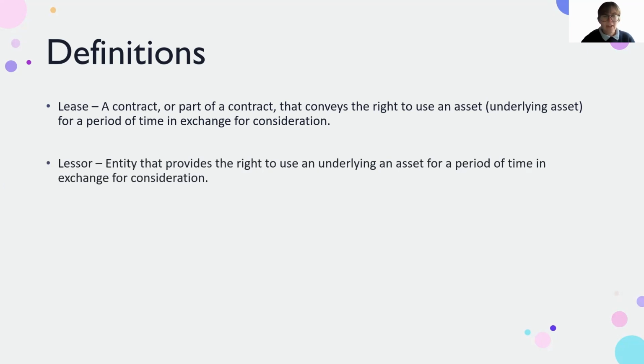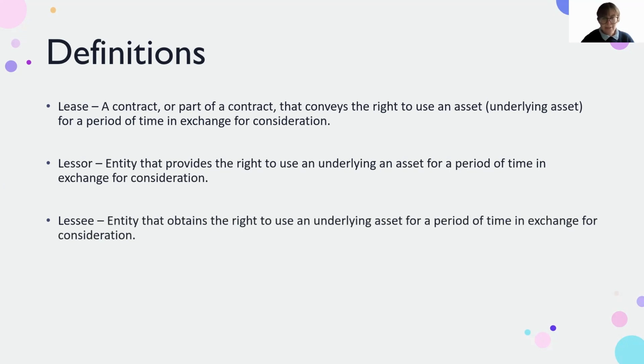We then have the lessor. So this is the entity providing the right to use an underlying asset for a period of time in exchange for consideration. We then have the lessee, which is the entity obtaining the right to use an underlying asset for a period of time in exchange for consideration.